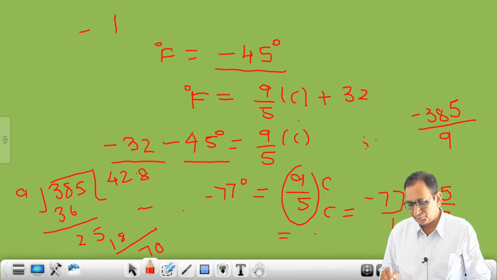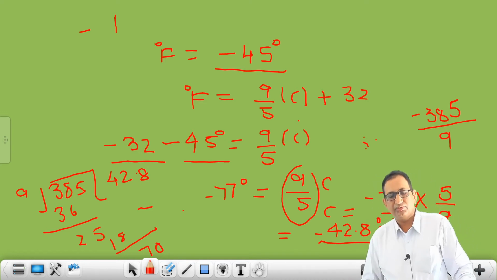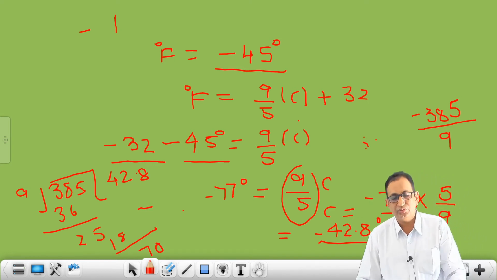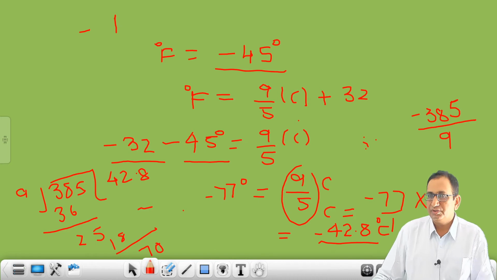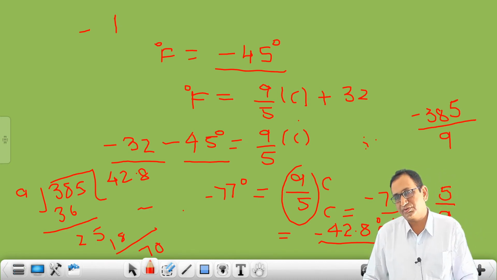So approximately you will get minus 42.8 degree Celsius. So here it was your Fahrenheit scale to degree Celsius. Hope that you have understood.